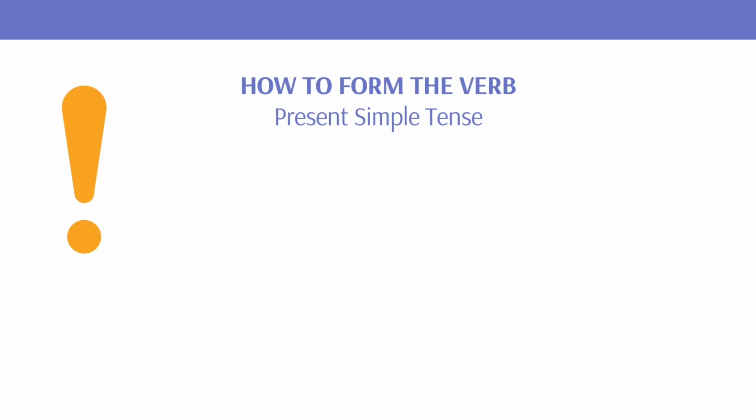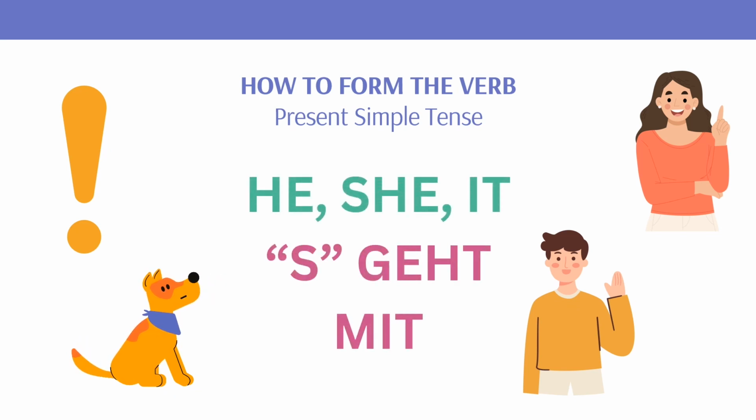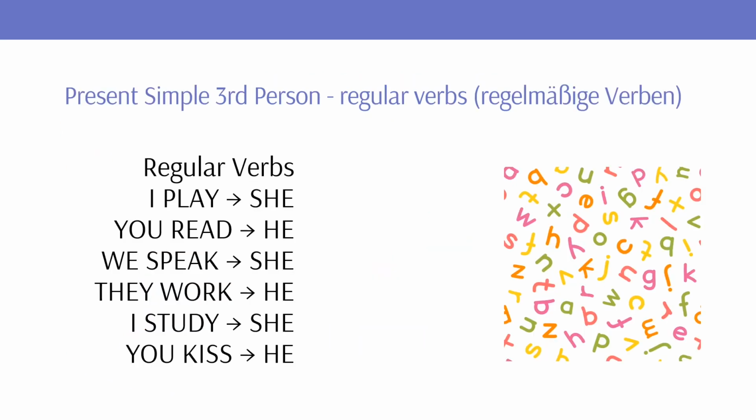Careful, Achtung! He, she, it, er, sie, es. He, she, it, es geht mit. Third person regular verbs, regelmäßige Verben in der dritten Person. I play, she plays, you read, he reads, we speak, she speaks, they work, he works.